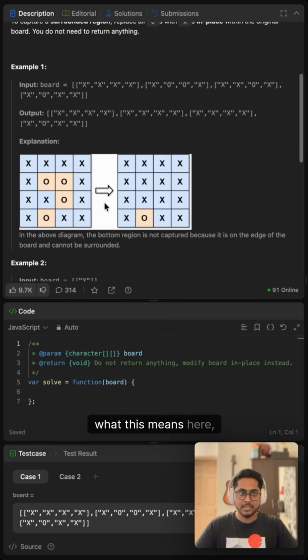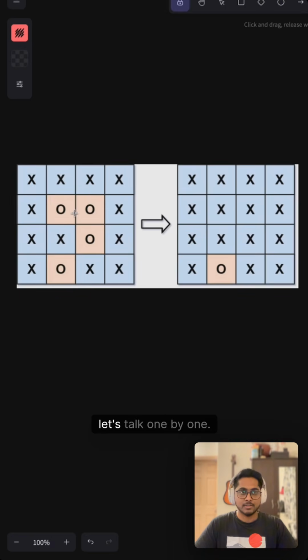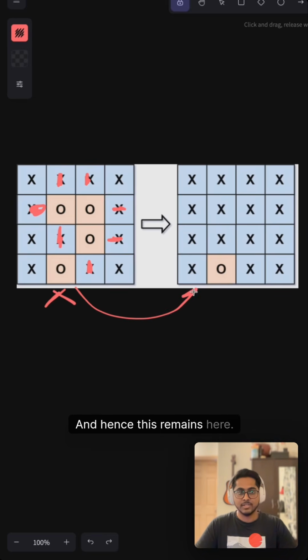So what this means, let's look at this example here and go through it one by one. This is surrounded by this X here and so on. This region is surrounded by all of the X's here. What about this one? It's surrounded diagonally, but we are not taking diagonals into account. We are only taking vertical or horizontal. So if you see on the bottom, there is no X and hence this remains here.